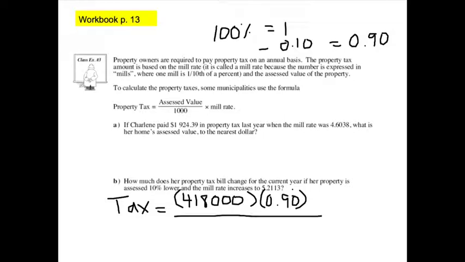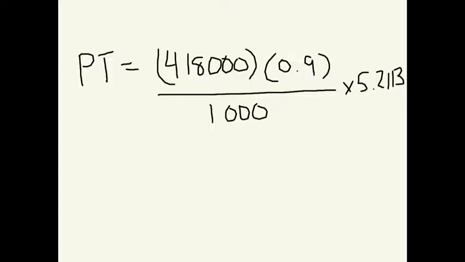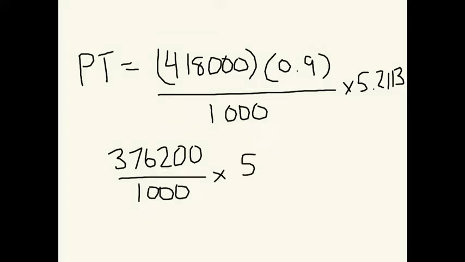You're going to divide all of that by 1,000, just like in the original formula, and times that by the mill rate, which has been increased to 5.2113. And working the top out, you're going to end up with 376,200 divided by 1,000 times 5.2113. You should get for an answer $1,960, and with rounding it should be about 49 cents.